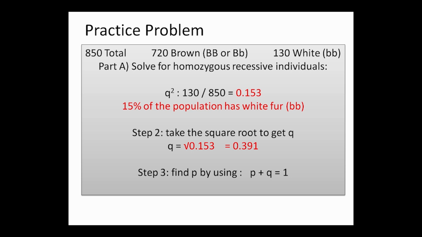Since that is q, I can plug that into my allele frequency equation. p plus q equals 1. I plug q in, and with simple algebra, I subtract 0.391 from 1, and I get 0.609. This is the frequency of the B allele. So when the question asks for frequency, I'm going to leave it in my decimal form.